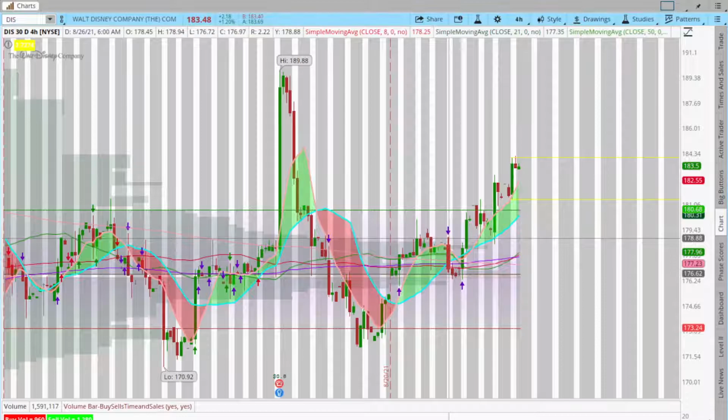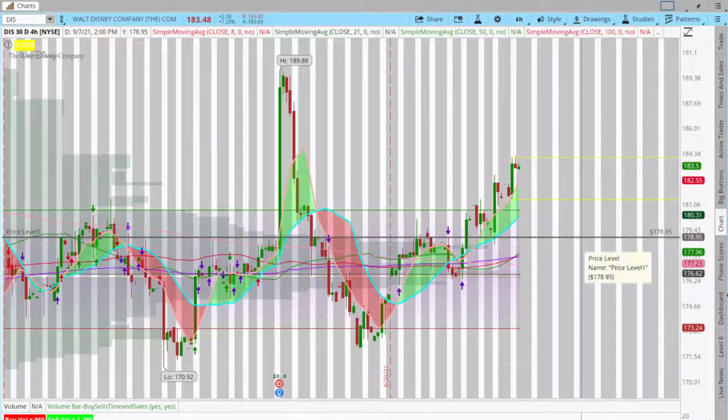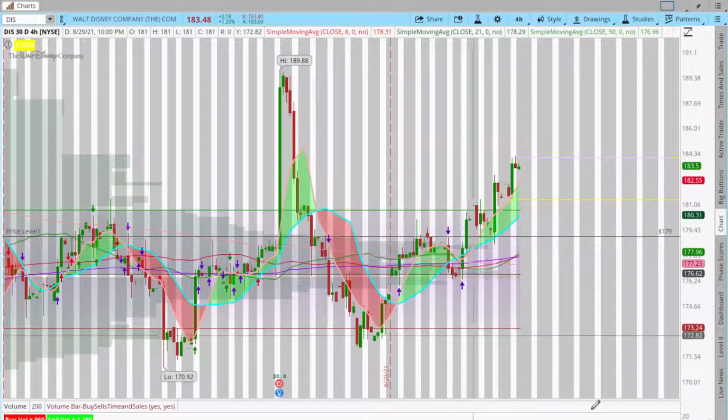As far as the exact level, I'm going to go ahead and move this slightly to the top end, only because the price is above it. So if the price were to come back down to this level at some point, that's going to be the level that I look to for a bounce. That came out around 178.95, so I'm just going to round it up and make it 179.